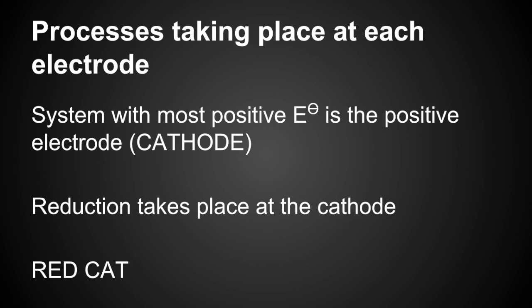They like to ask what are the processes taking place at each electrode. So the system with the most positive electrode potential is the positive electrode. That's the cathode, not the anode as you were taught in electrolysis at GCSE. It's the other way around in these types of cells. So the positive electrode is the cathode. Reduction always takes place at the cathode. Red cat is my way to remember that.